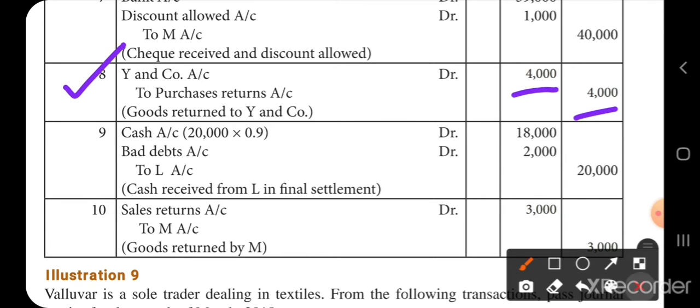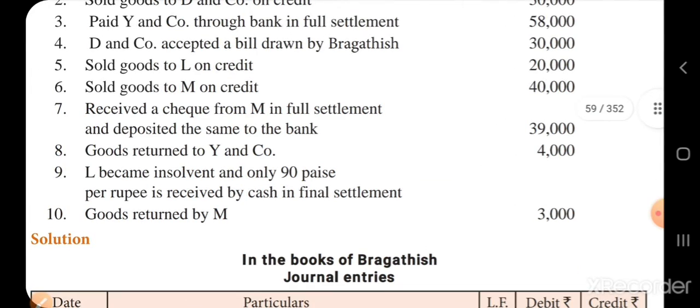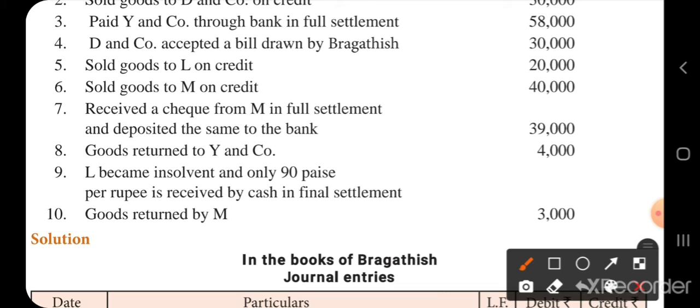Okay. The next transaction, L becomes insolvent. See here, Bragadish has sold goods to L company for 20,000, and now L has become insolvent. Insolvent means he is unable to repay his own debts. Bragadish has received only 90 paise in a rupee by cash in full settlement. For 20,000 he has received 90 paise in a rupee by cash.